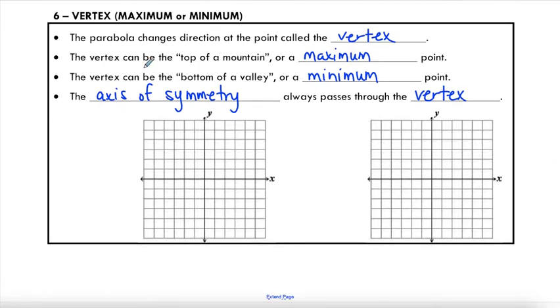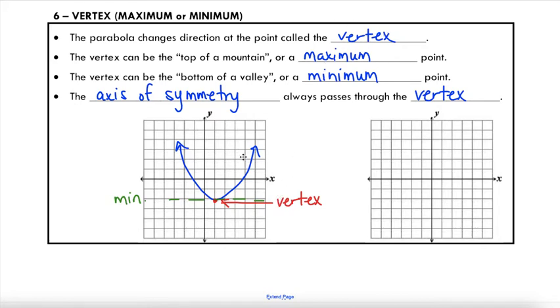So again, let's quickly draw some sketches. It doesn't matter where your parabola is. So right here is my vertex. And because it is the lowest point, so my graph can never go lower, it becomes a minimum value. So this is the lowest point that my parabola reaches. So that's a minimum value.